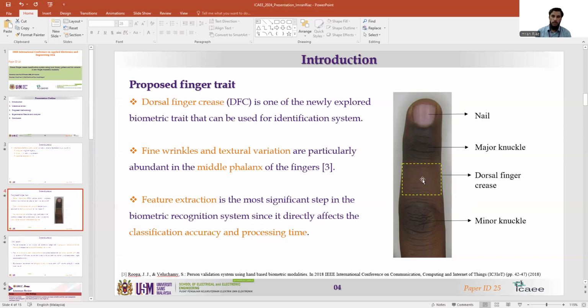If we consider this dorsal finger crease for biometric purposes, first of all we need data acquisition. Then, if we are not using a deep learning model and have no big database, we definitely use some handcrafted feature extraction approaches. Finally, we will need classifiers to classify and identify the images.